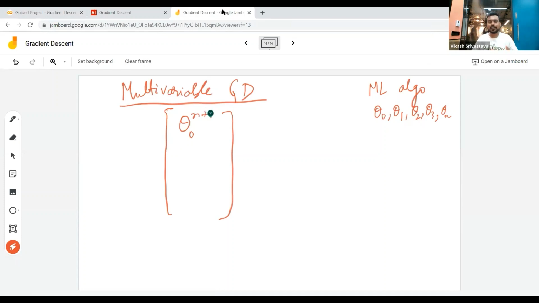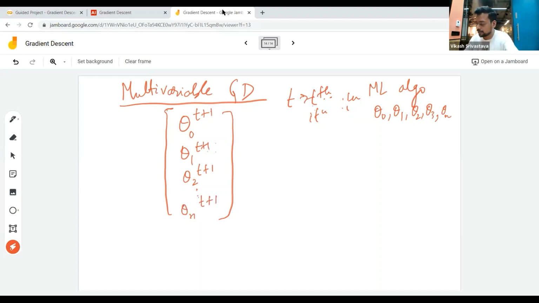N represents the nth iteration. So we'll have n plus 1, theta 2, or maybe I'm just using some confusing terminology. I'll just fix this. Let's call t the iteration. Let's reserve that term, right? So t plus 1, where t corresponds to the tth iteration. So theta naught t plus 1, theta 2 t plus 1. Similarly, you will have theta n t plus 1. So we are assuming the model has n model parameters. So this update will be given by this particular matrix equation.